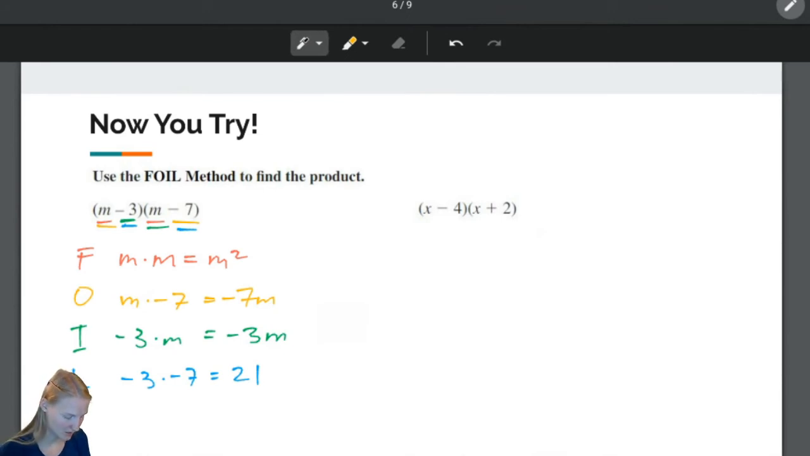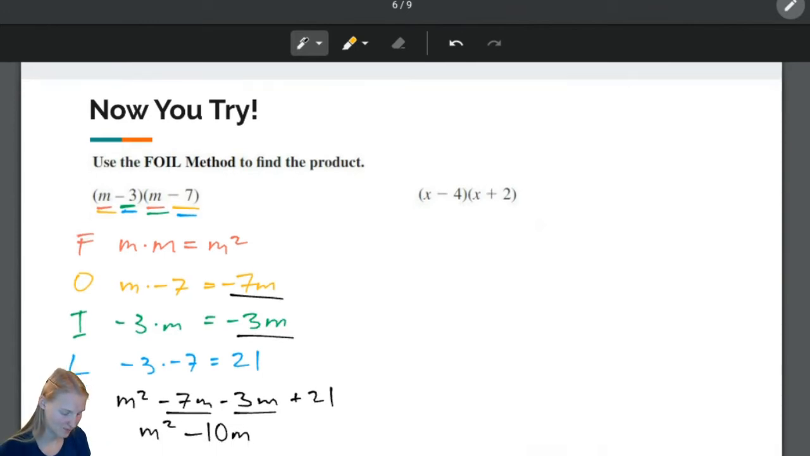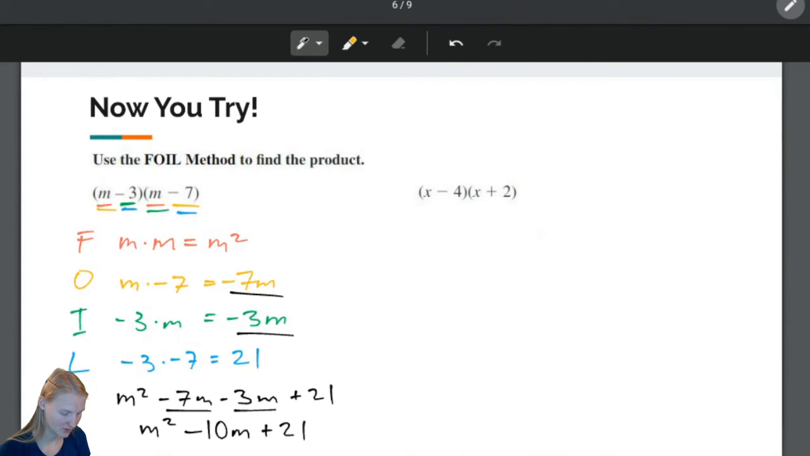Now, we're going to add them all together. m squared minus 7m minus 3m plus 21. Don't forget to combine your like terms. Negative 7 minus 3 is negative 10. So we have m squared minus 10m plus 21.